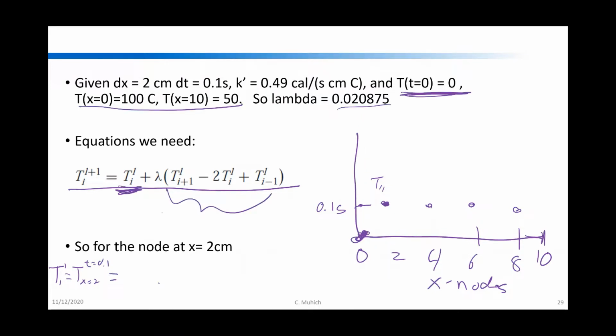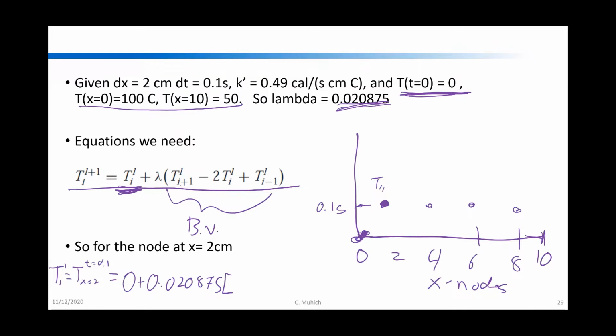We can now go in and put in these equations. So we can look at each of these nodes. So at this first point in time, remember our initial condition says that it's 0. So that's easy because that's a 0 plus lambda. Well, lambda is given up here, so we can just plug that in. So we have 0.020875. And now we have our boundary value piece that we need to solve for.